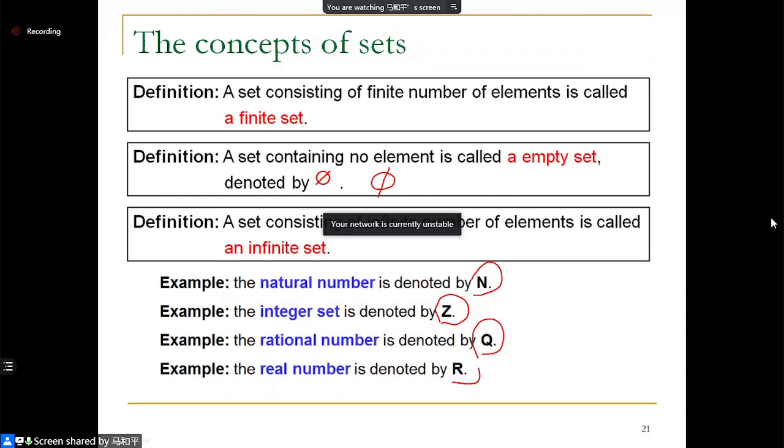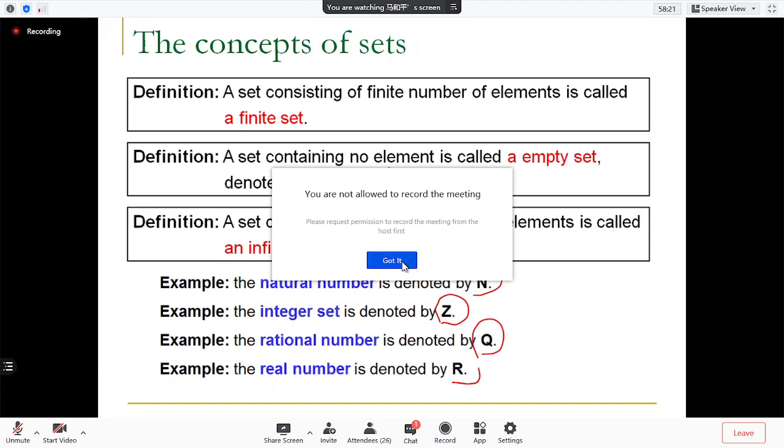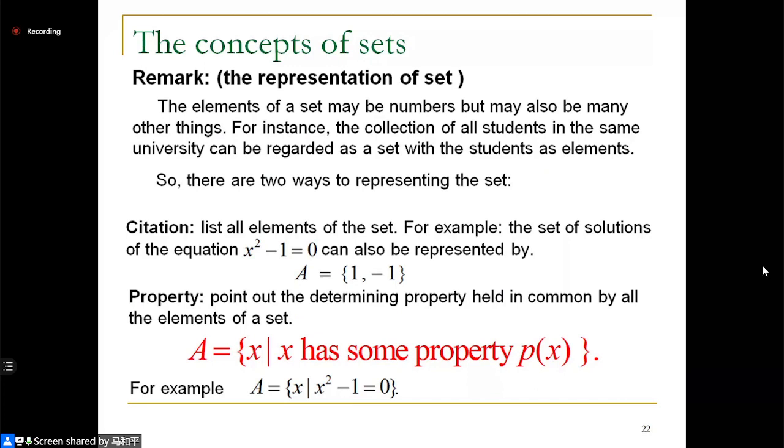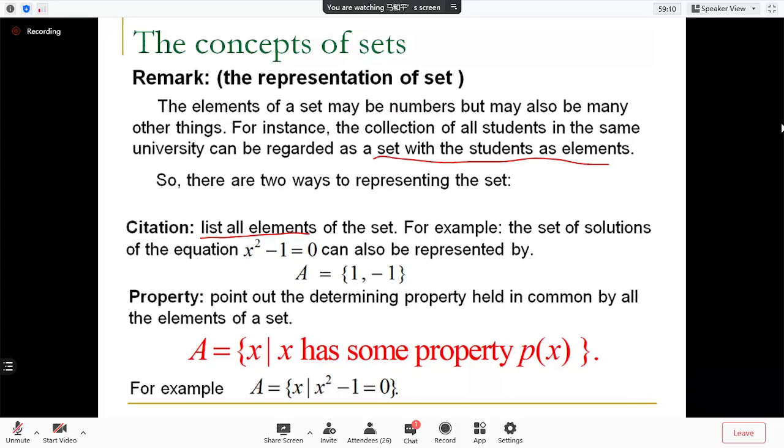We will learn the definition of a set. The elements of a set may be numbers, but they may also be other things. For example, the collection of all students in the same university can be regarded as a set with students as elements. There are two ways of representing a set. First is the listing method, which means listing all elements of the set. For example, the set of the equation x squared minus 1 equals zero can be represented by listing its elements, we write A is 1, minus 1. Second is the property method.